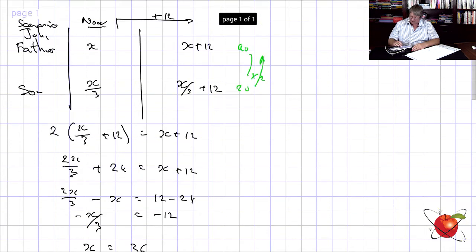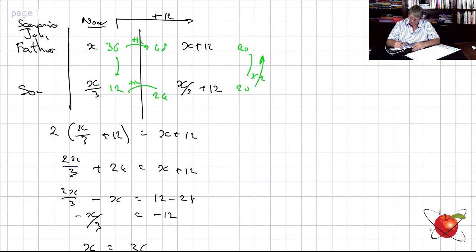Now let's just do a check, shall we? Let's put in the calculated value and work out how old everybody is. Well, we said 36 there, and that means that the son would be 12 at this point. Add 12, he's 24 here. Add 12 there. Remember, that's what we said. He's going to be 48, which is 2 times. So we've got it right. My apologies that I didn't finish it in the previous one, but I hope that has sorted that out.